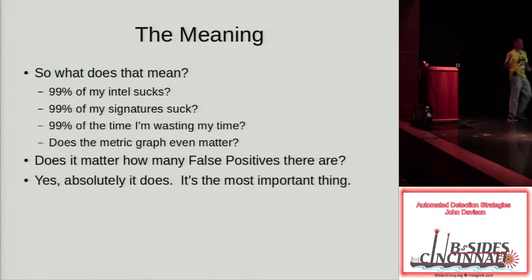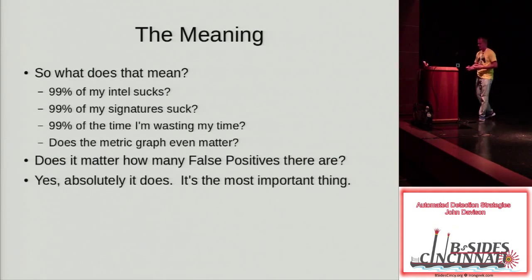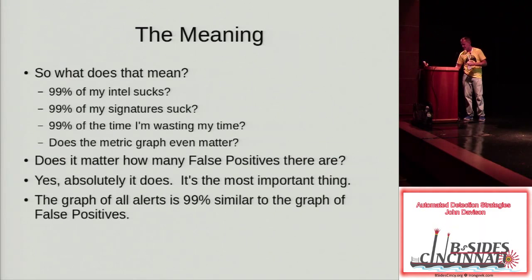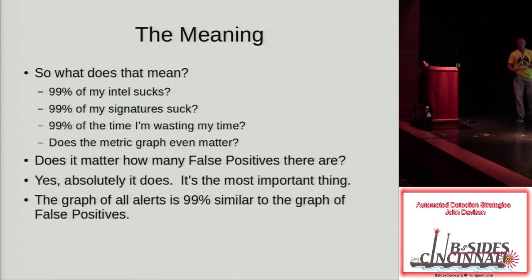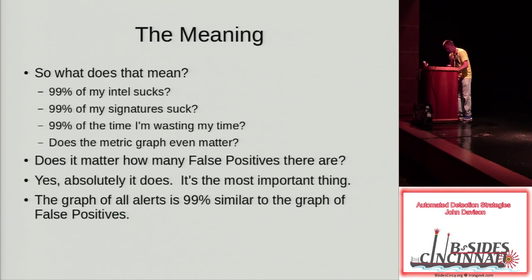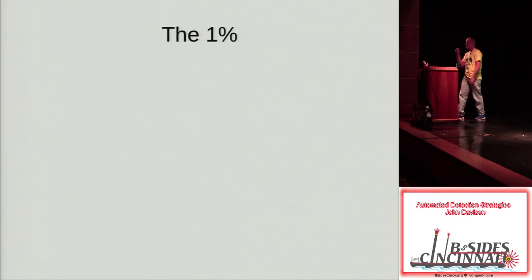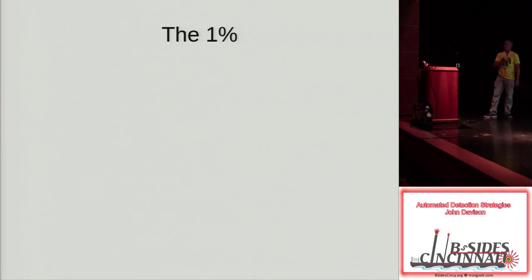Yes, it absolutely does. As a matter of fact, it ends up being the most important thing in the strategy that I came up with to do detection. And consider this. If 99% of all the alerts you're going to look at are going to be false positive, your graph of all the alerts is going to be 99% similar to your graph of the false positive alerts. So why is that important? That's important because only 99% of the alerts you're looking at are false positive. There is actually 1% that is not. So there actually is something to find, and we all know that.